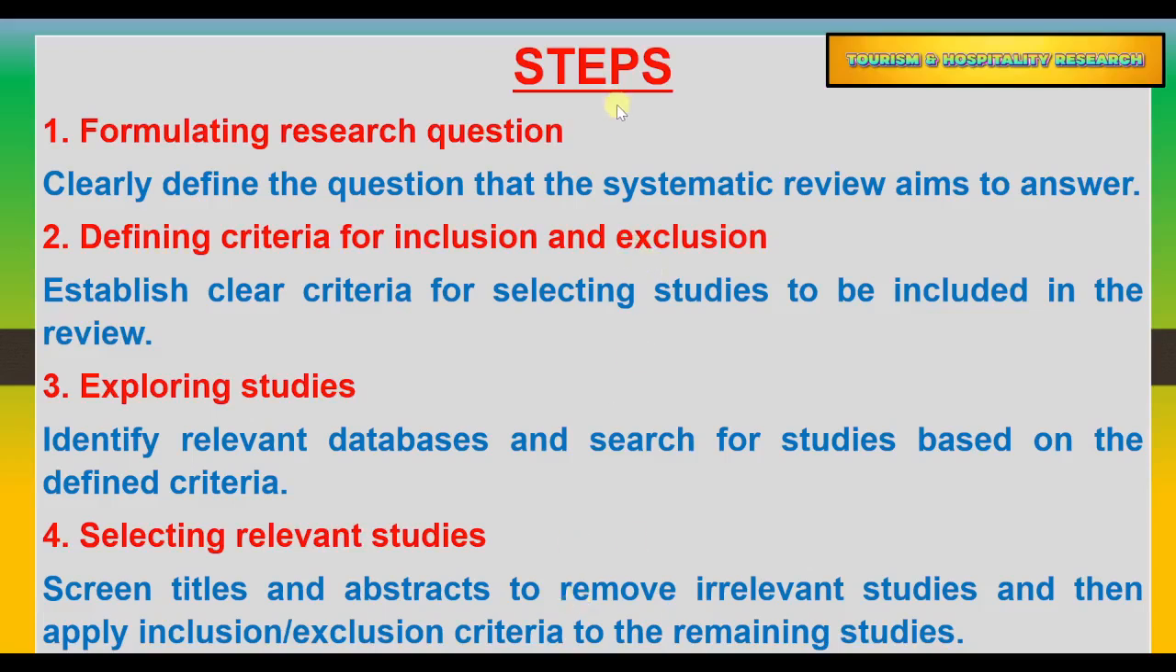What are the steps? So now the 8 steps which need to be followed in case you want to do a systematic review of literature. Before we delve into systematic review of literature, I'm going to tell you what is the difference between a traditional or a narrative review and a systematic review.